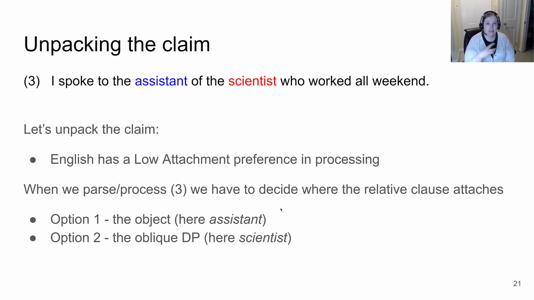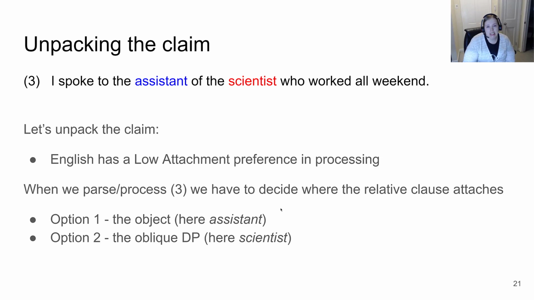And as the listener, I could impose 2 types of structure on 3. I could impose a tree where the relative clause is attached to the assistant, high attachment, or I could impose upon it a tree in which the relative clause is attached to scientist. Okay, so I have to give it some kind of structure, and since it's ambiguous, I could hypothetically pick either, right? There are probably semantic contexts where assistant makes so much more sense, regardless of the fact that I have the option of the scientist.